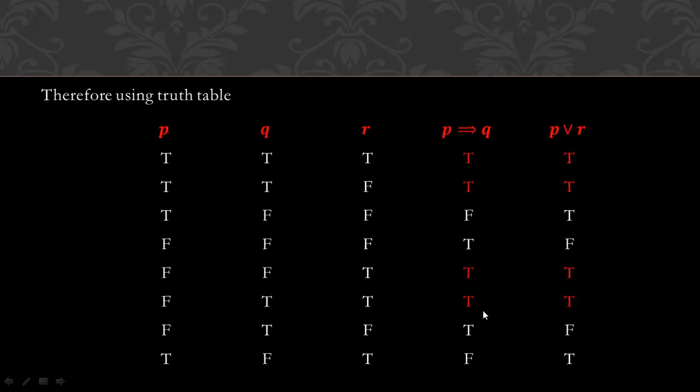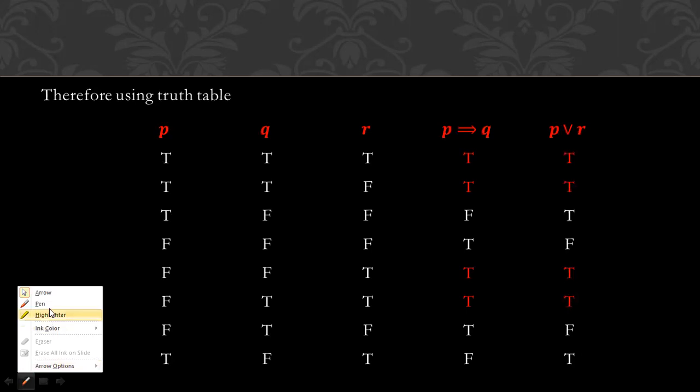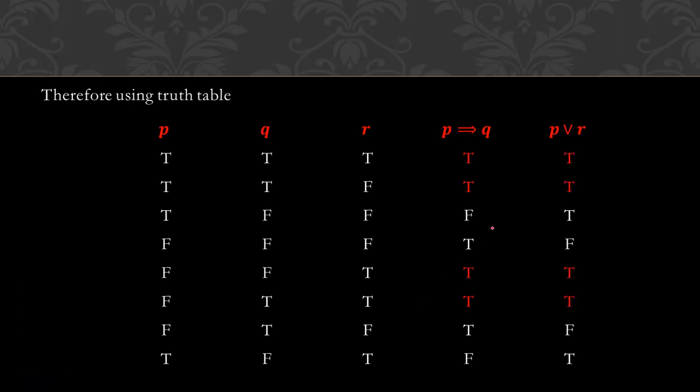Then, again, we prepare a truth table for this, because the argument contains two premises, P implies Q and P or R, and the conclusion is simply R. Therefore, let us first differentiate the critical rows: the rows where both the premises are true at the same time.